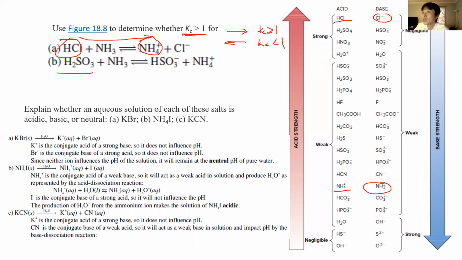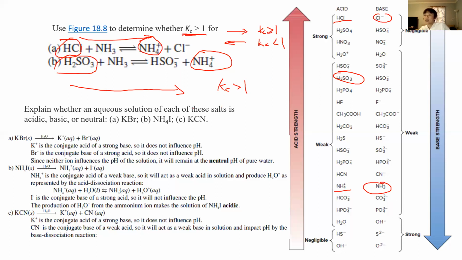For the second one, you have H2SO3, and you compare that with ammonium. H2SO3 is here. It's also higher than ammonium, so it's a stronger acid. So this reaction also proceeds to the right. For both of them, Kc is greater than 1. Remember, for the acid, the higher, the stronger. For the base, the lower, the stronger.